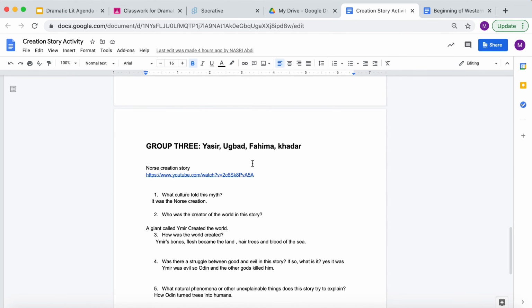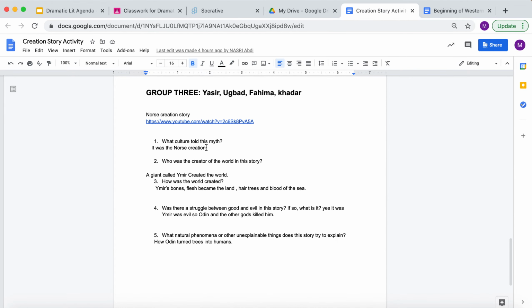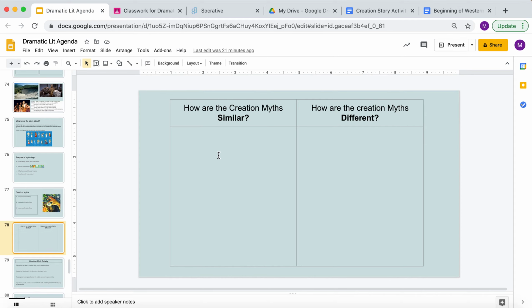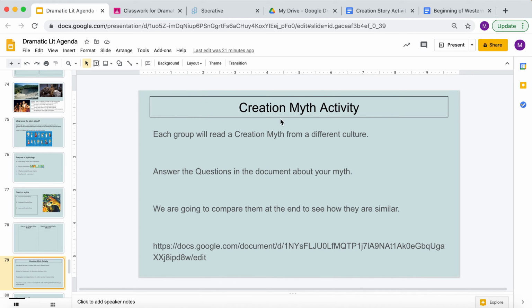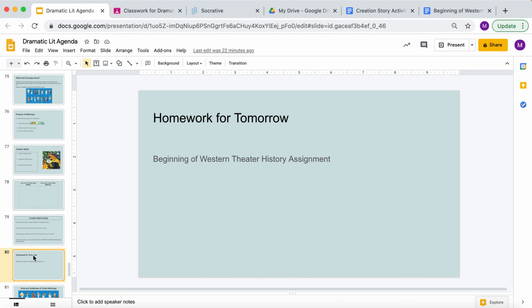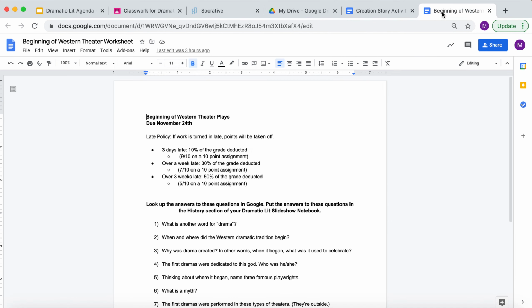And tomorrow in class, we are going to be looking at the answers from each of the groups. And we are going to look at this chart to see how the creation myths are similar and how they're different. And we're going to see if there's similarities running through all 3 of the myths. And then I assigned the homework for tomorrow's class. And this is the beginning of Western theater history assignment here.